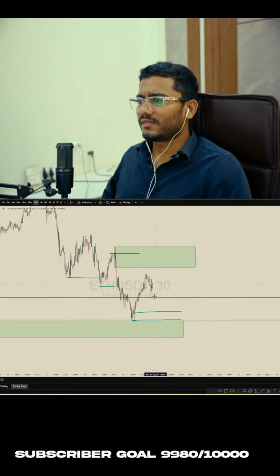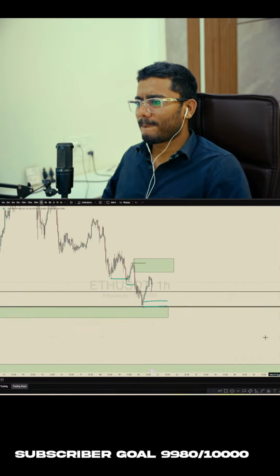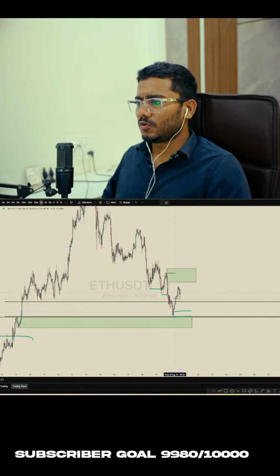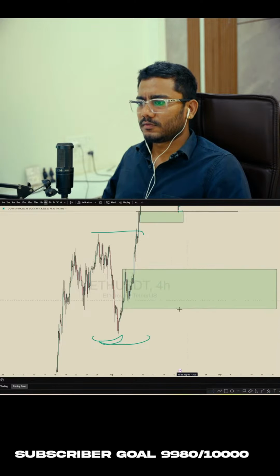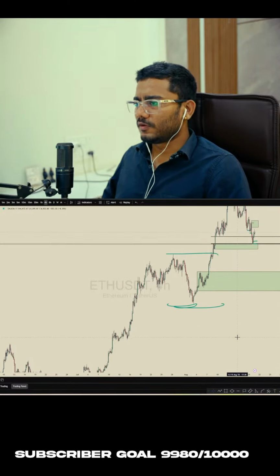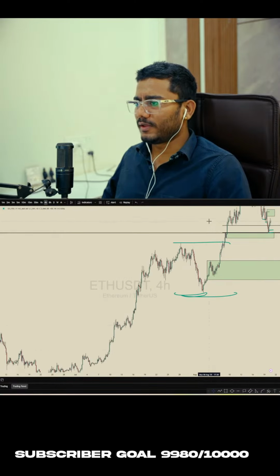Let's see. And if this 30-minute high breaks, then probably it will go to the upside, but I don't think that will happen. When price goes to the upside, it will sweep liquidity and then only it will continue.